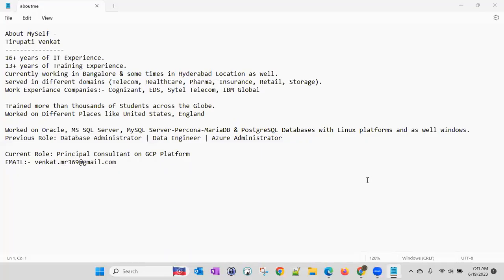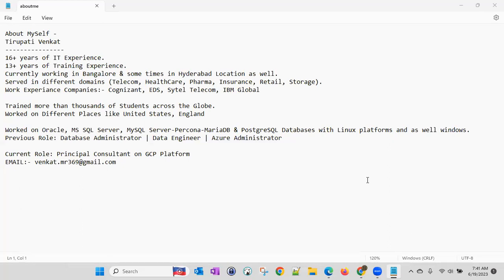I have 16 years of experience in IT. I started my career with Cognizant, way back in 2005, I think. I joined Cognizant, and later on moved to so many companies.